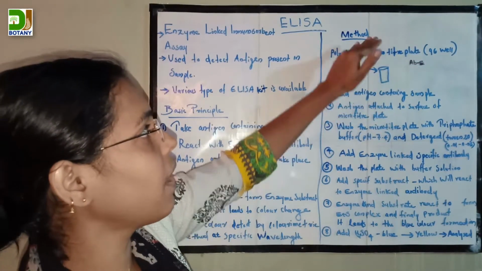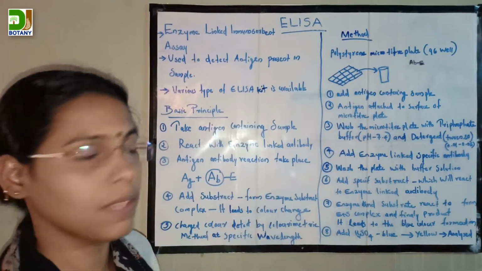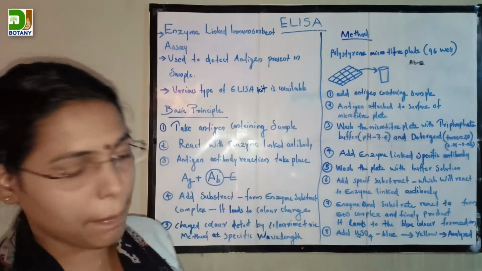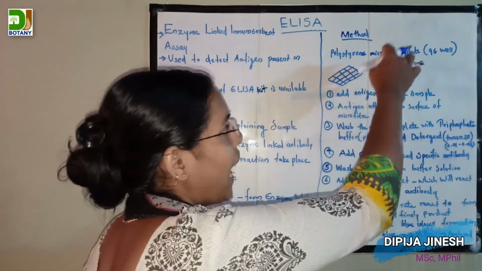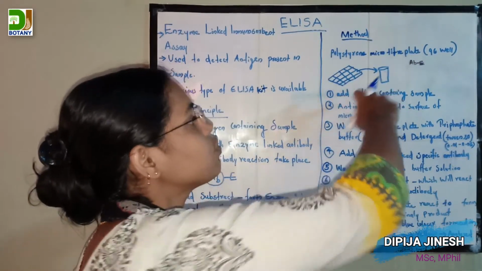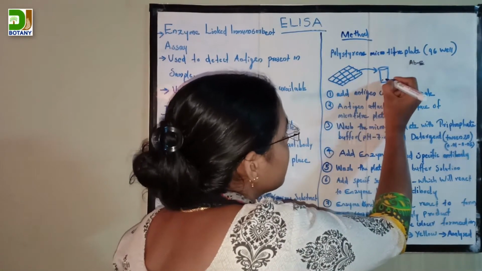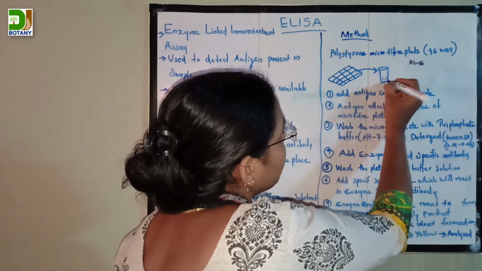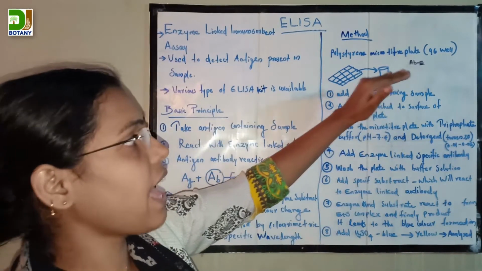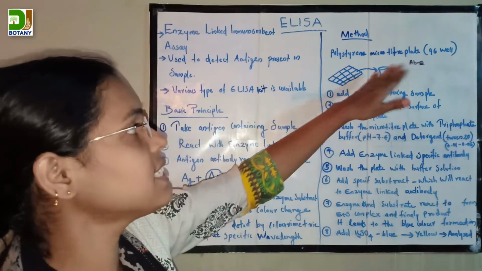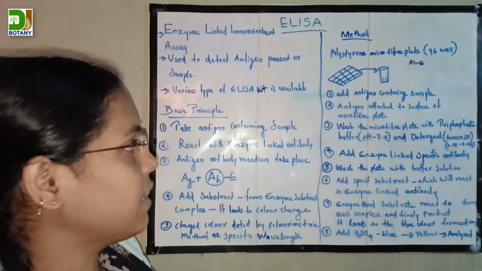The first step in the ELISA test is adding the antigen-containing sample to the microtiter plate. If we consider this a single well of the microtiter plate, we add an antigen-containing sample to the well. It contains antigens. These blue dots represent the antigens. Most antigens have a strong ability to attach to the microtiter plate, so the antigens are tightly bound to the plate.